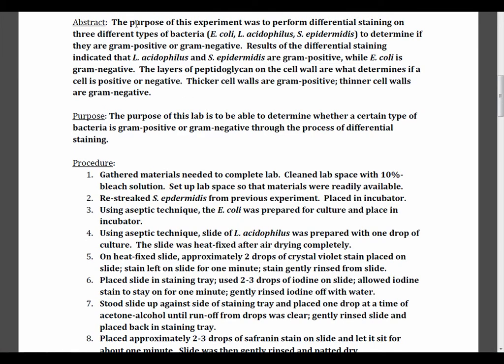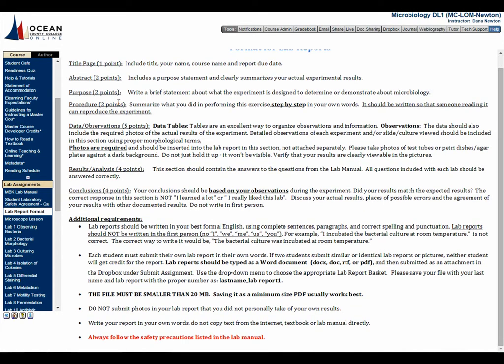So I just want to show you this. Here's her abstract, which says, the purpose of the experiment was to perform differential staining. Also note that the bacteria names have been put into italics. They must be in italics or underlined. That's the proper way to write bacterial names to determine if they're gram-positive or negative. So that's the purpose. And then her actual results, the results of the staining, indicated that L. acidophilus and S. epidermidis are gram-positive, while E. coli is gram-negative. She gives a little explanation about why. This is very important in your abstract, the purpose statement and the summary of your actual results. And then again, here's the purpose statement below to determine whether a bacteria is gram-positive or negative based on the differential staining.